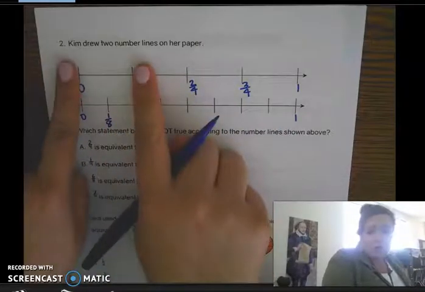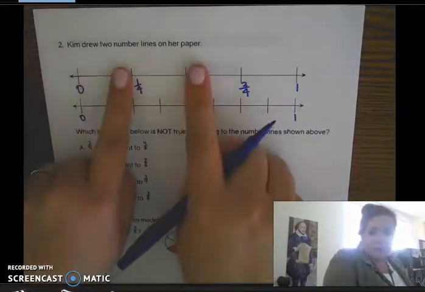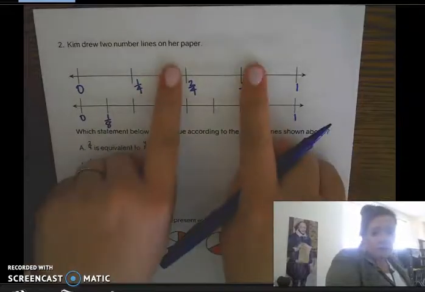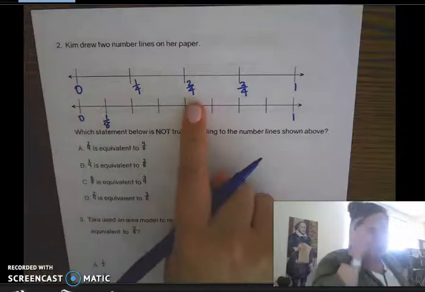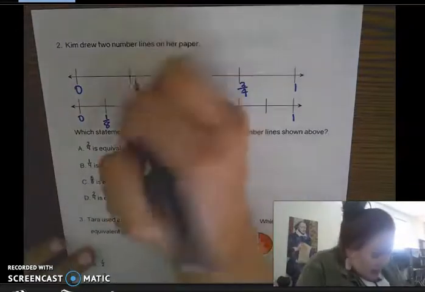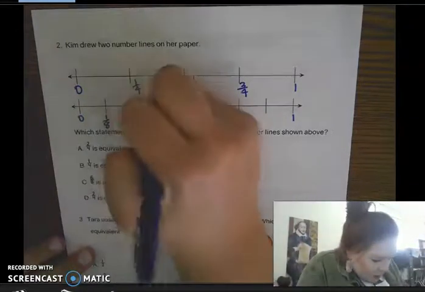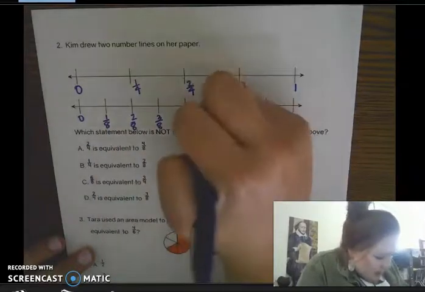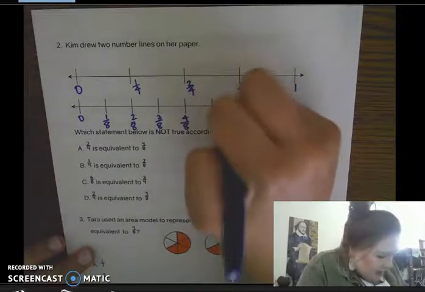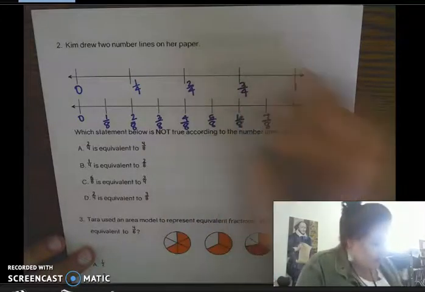This would be 1/4 of this section. That would be 1/4 of this section. That would be 1/4 of this section, and so on. But when you put the sections together, that's how you get your fraction, okay? This is going to be 2/8, 3/8, 4/8, 5/8, 6/8, and 7/8.